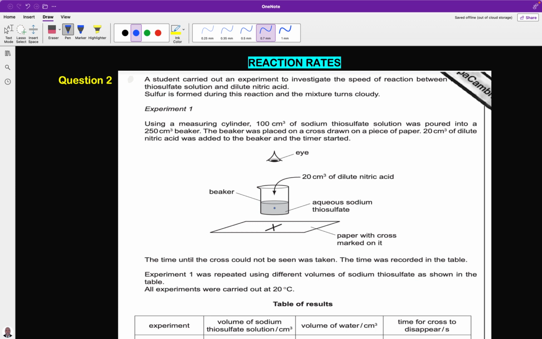So now, what is that? The timer. You will look at the time, your stopwatch, and the moment you add the acid, you start the timing. You time until you cannot see through the solution to the cross, that means the cross has disappeared. And you stop the time immediately and record the time.